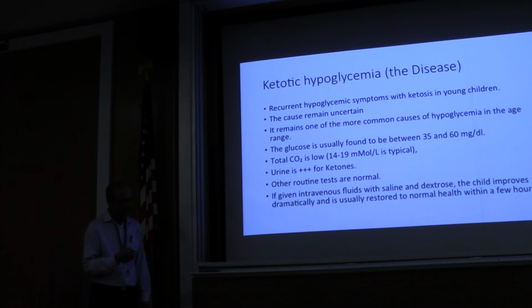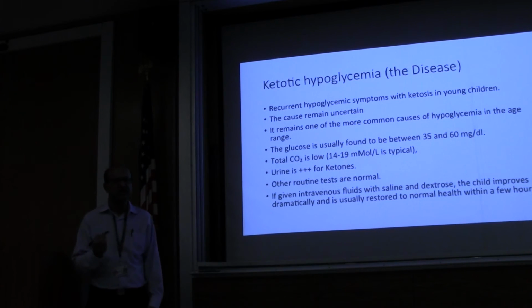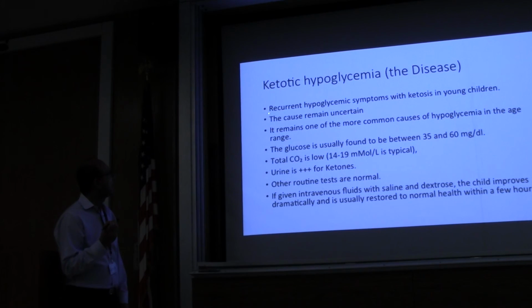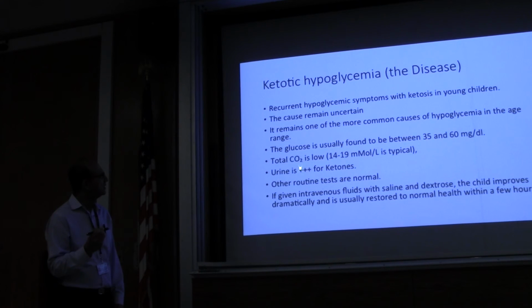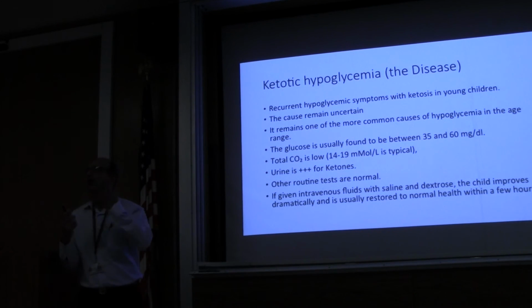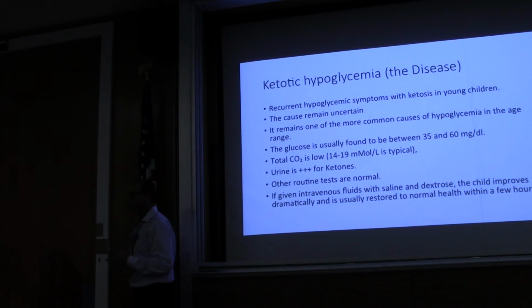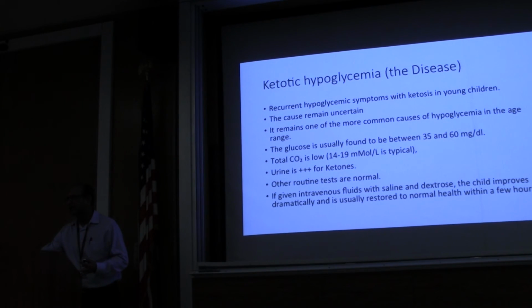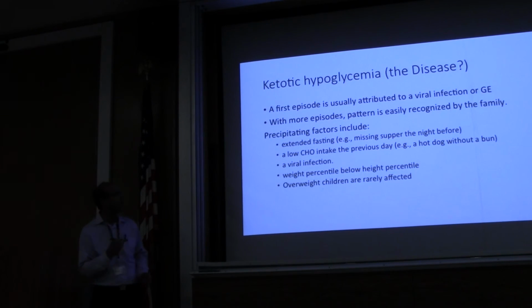So there is another thing called ketotic hypoglycemia that we commonly used to see, but haven't seen in a long time now. Recurrent hypoglycemic symptoms with ketosis in young children, cause remains uncertain. More common causes of hypoglycemia are ruled out in this age range. They usually come in with this much glucose, bicarb is low, urine is positive for ketones, other tests are normal. I give them saline and dextrose, and they go away. Generally they present earlier on as, oh, you had a virus or gastroenteritis. Over time, with multiple episodes, parents are able to pick it up very quickly.